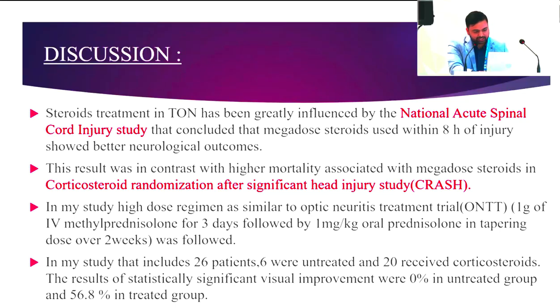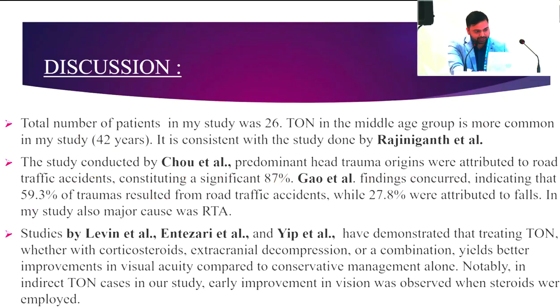Of the 26 patients in my study, 6 patients were untreated and 20 received corticosteroid. The statistically significant visual improvement was 0% in the untreated group and about 56% in the treated group. TON in the middle age group was more common, which was consistent with the study done by Rajnigant et al. and the study conducted by Chow et al. Predominant head trauma origins were attributed to RTA. Studies by Levin et al. and Intras et al. have demonstrated that treating TON, whether with corticosteroid, extracranial decompression, or combination, yields better improvement in visual acuity compared to conservative management alone.